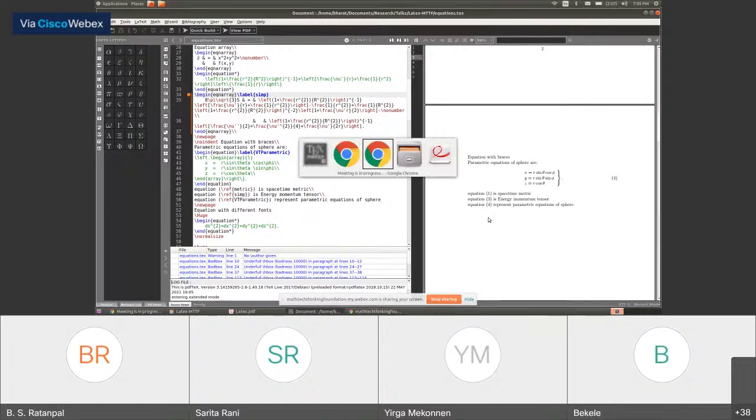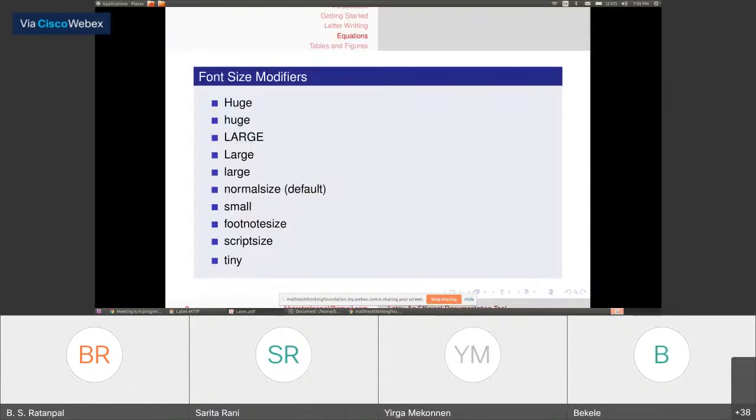Okay. So now, font size in equation. The default font size in the equation is normal size.